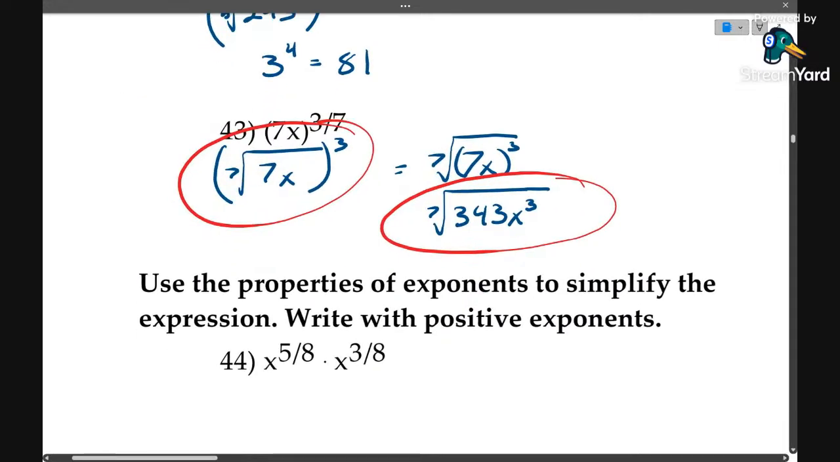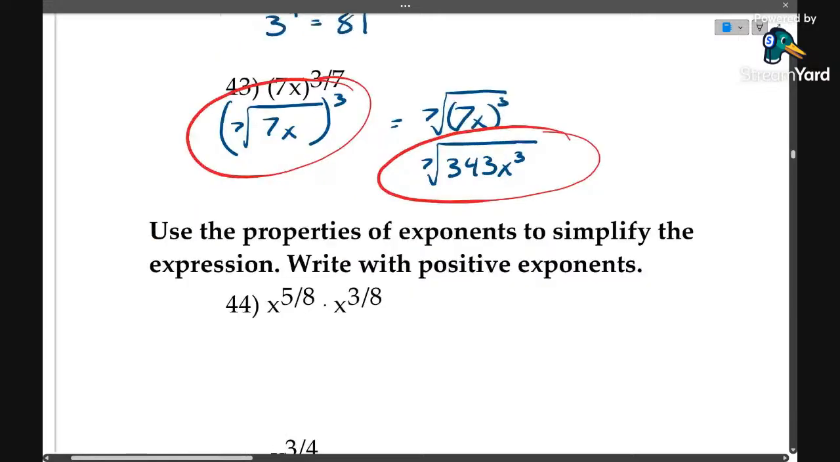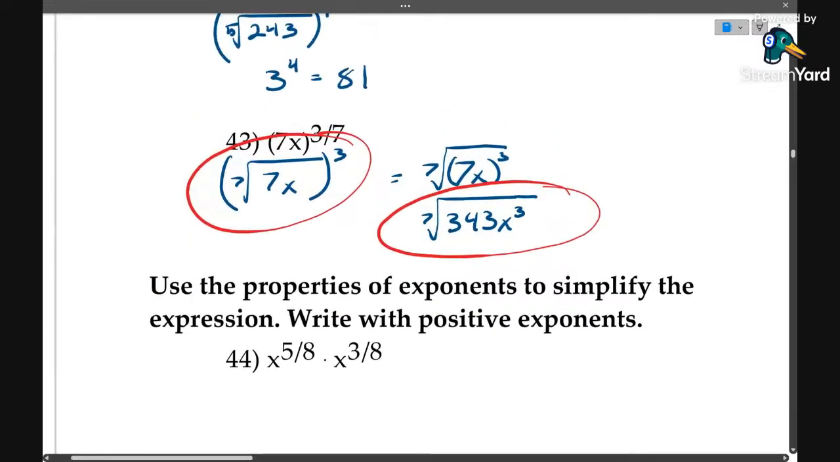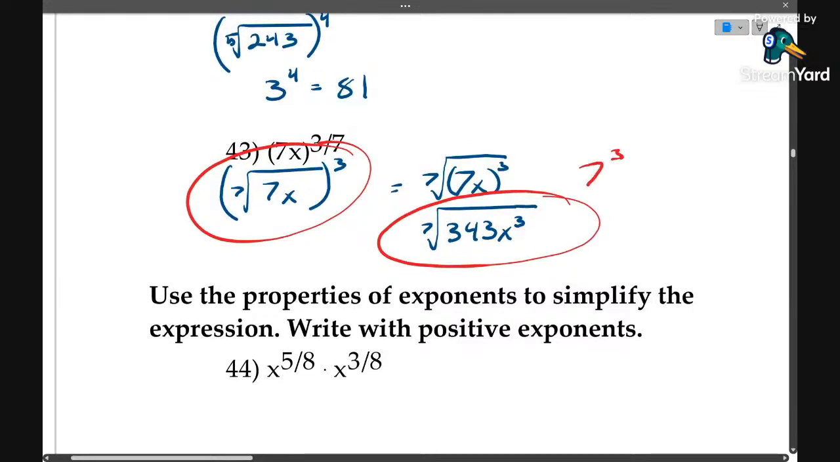How'd you get 343 again? 7 to the third power, because 7x to the third. Oh. And so 7 to the third power is 343.